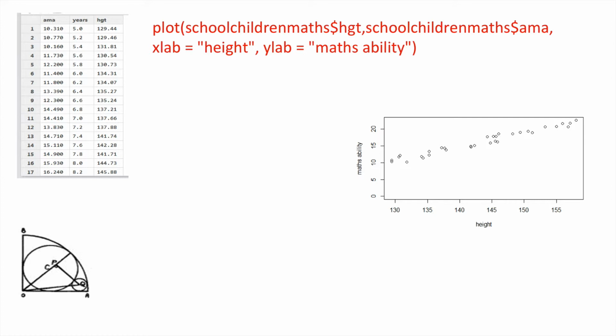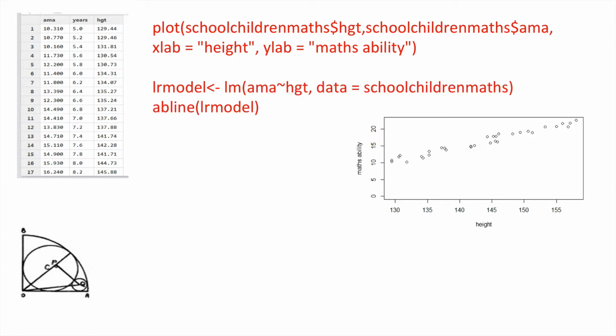Now, if we look at the maths ability, we see that maths ability really does seem to increase linearly with height. And of course, we can fit a simple linear regression model here, where we have lm of average maths ability by height, and with this we can actually identify the line of best fit.